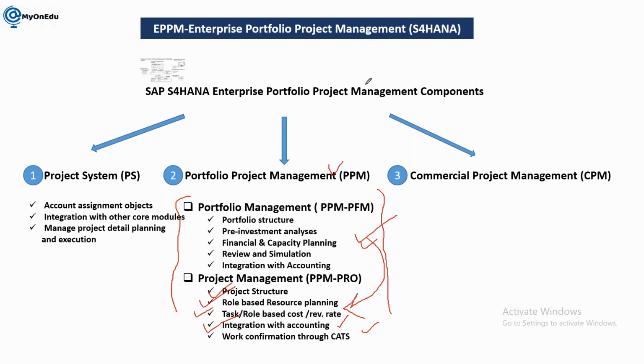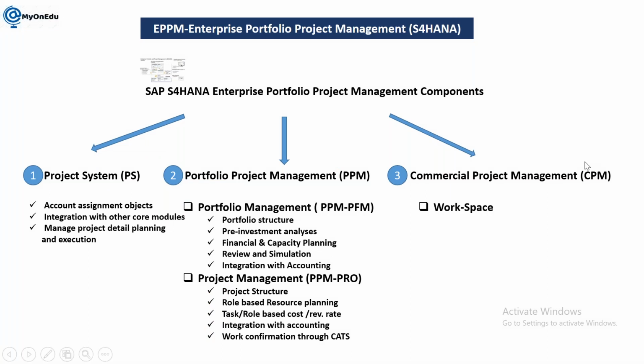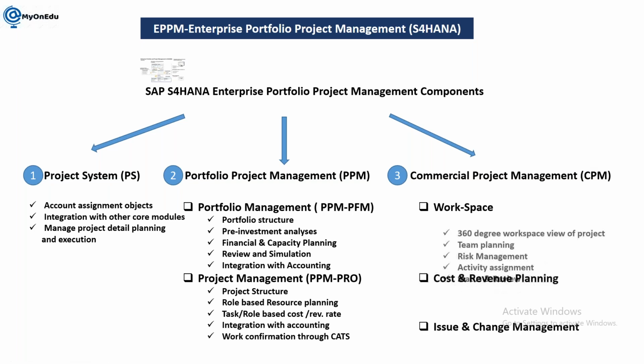Next is Commercial Project Management. This is CPM. This module has three different components: one is Workspace, another is Cost and Revenue Planning, and the third is Issue and Change Management. Workspace is specifically to see the 360-degree view of your project. You can do team planning and risk management, and you can manage activity assignment, status and review.